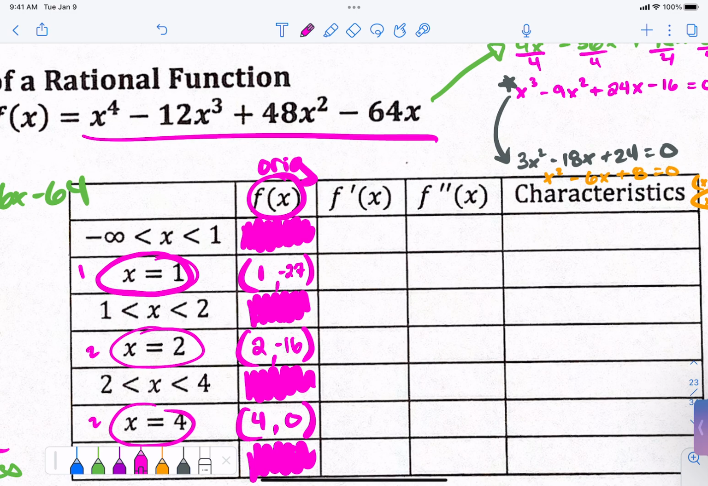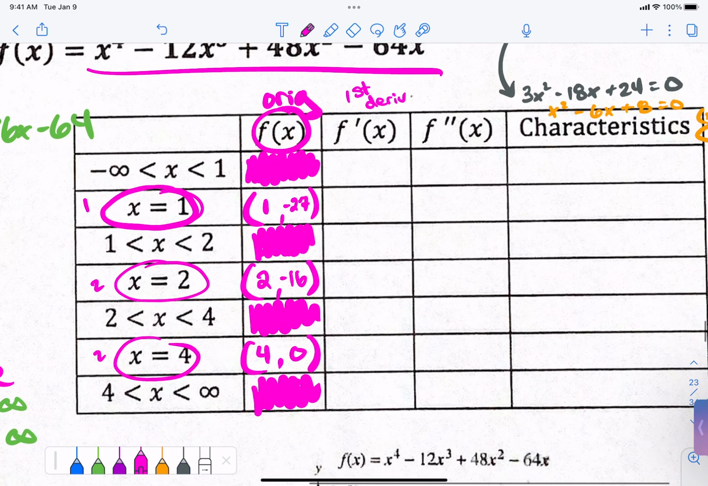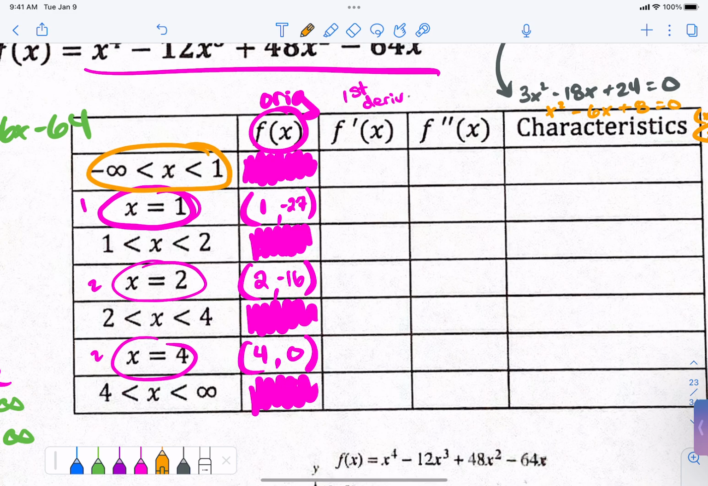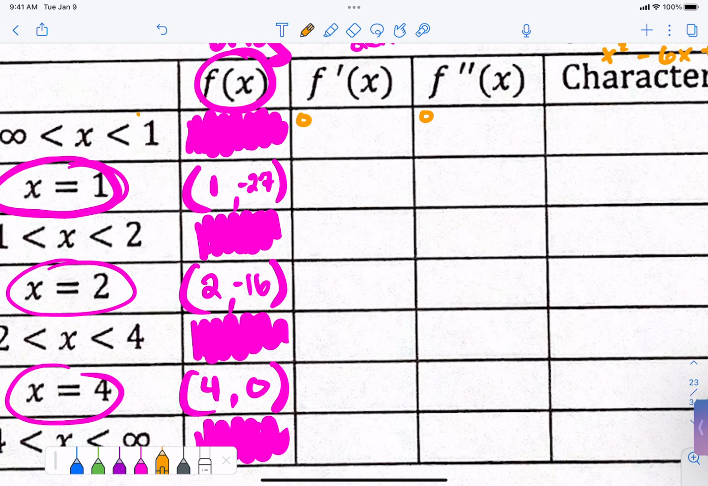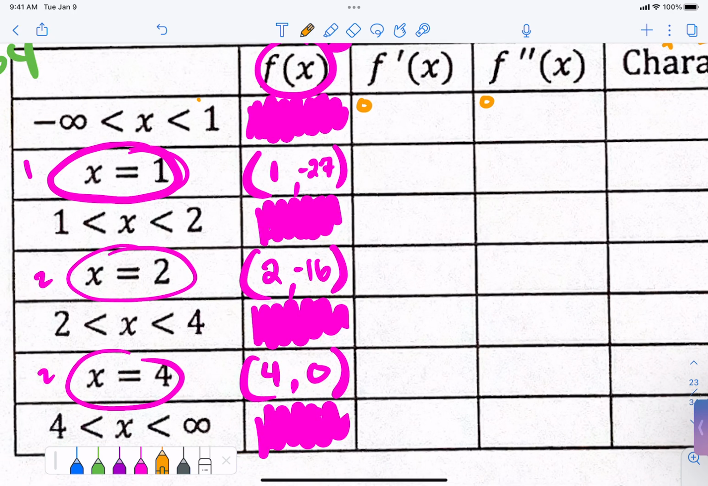Now, the first derivative. We're going to plug in numbers from those test intervals. So which number would you like to plug in here? Give me a number between negative infinity and 1. 0. Let's plug in 0. I'm going to put 0 in this coordinate and 0 in there, because we're going to plug them into the first derivative and the second derivative.